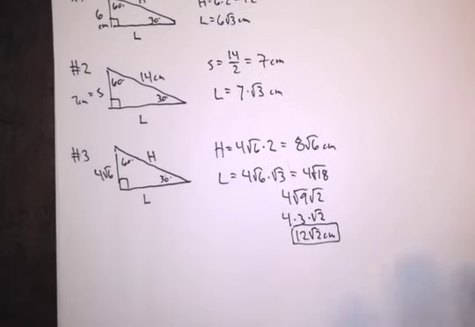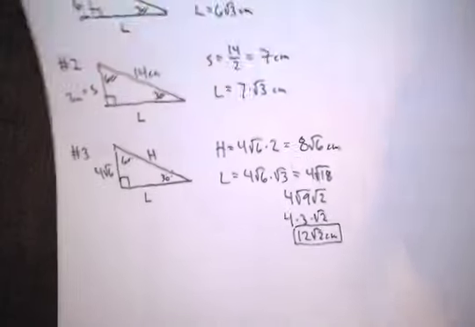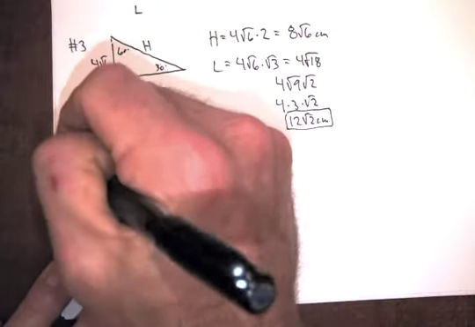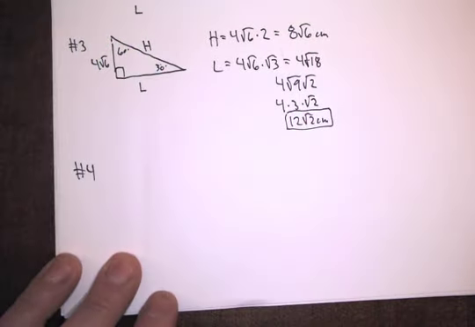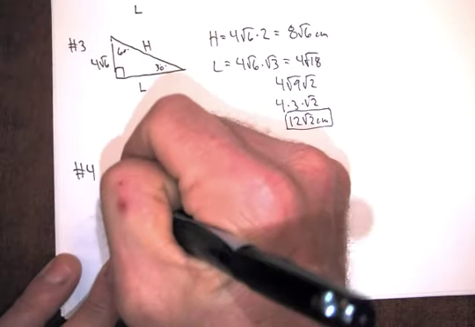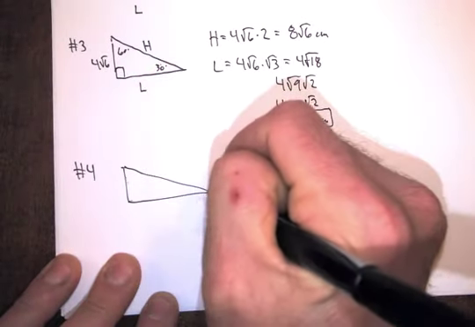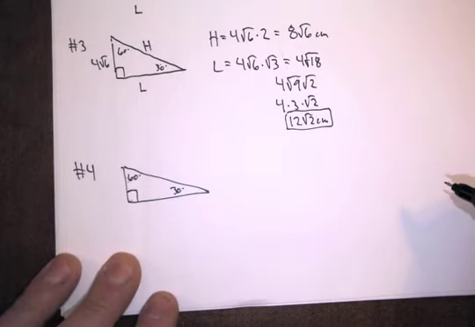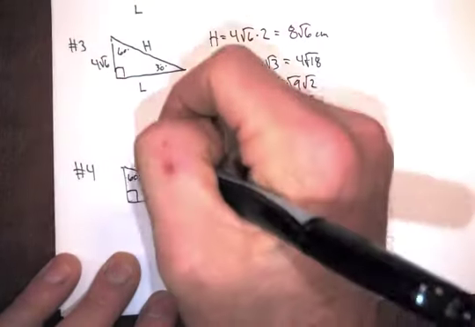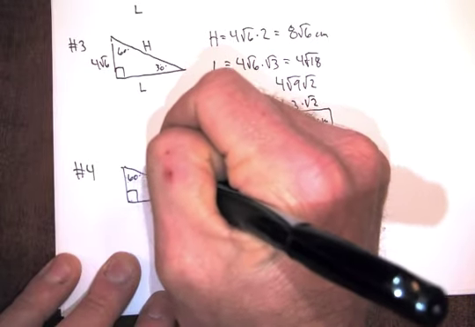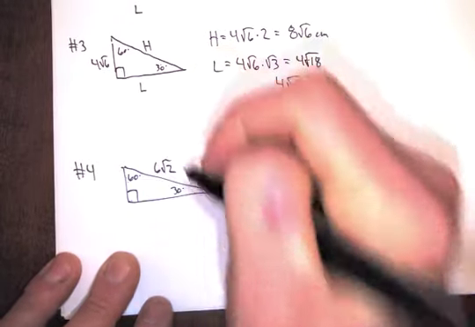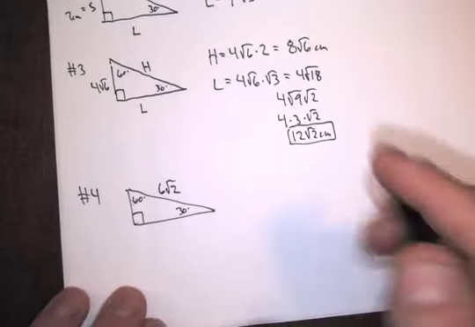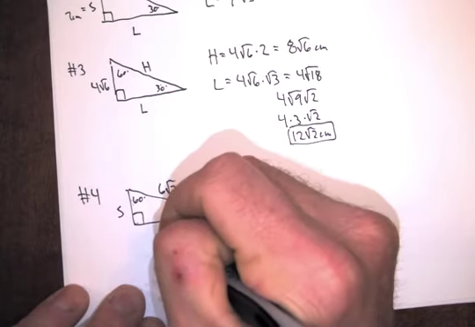Okay, let me make sure you can see it here. Number 4. What if they give you the hypotenuse? Hypotenuse is 6 square root of 2. Okay, and they'll say find the short leg, find the long leg.